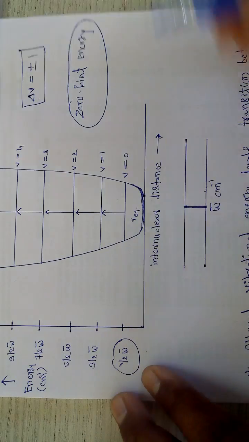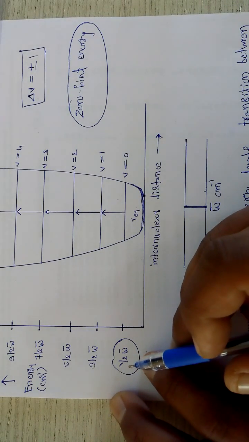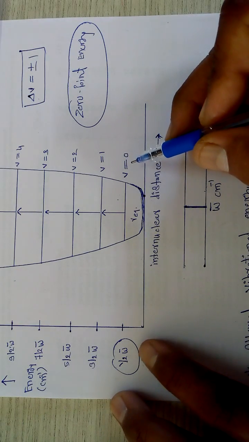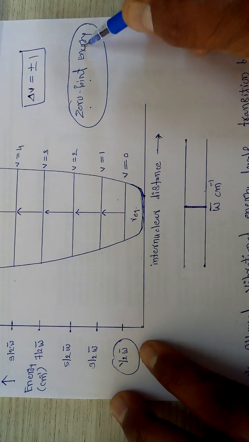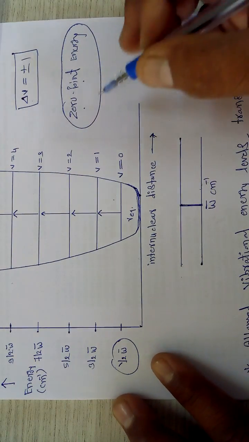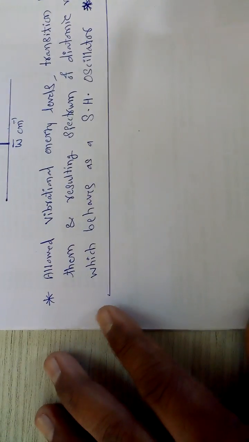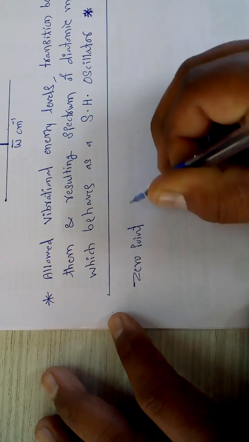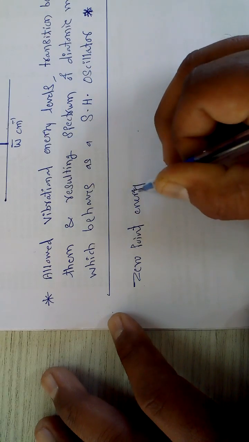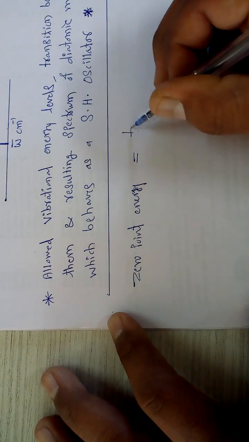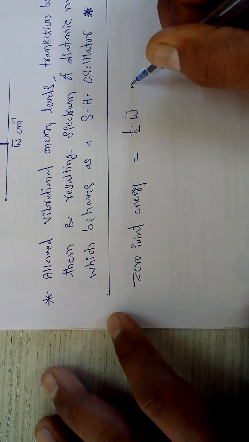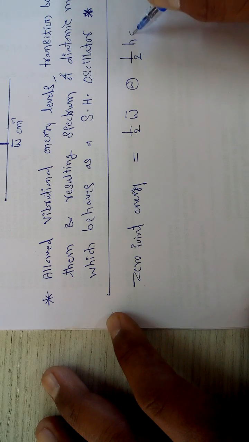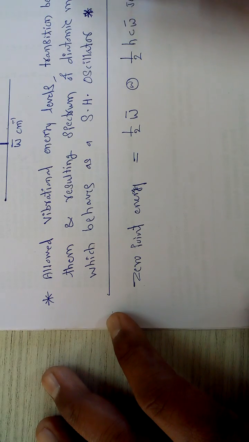The energy that is half omega bar for a given molecule, when V equal to 0, is called the zero point energy. And what is the magnitude of this zero point energy? It must be equal to either half omega bar, or it may be half h c omega bar in joules.